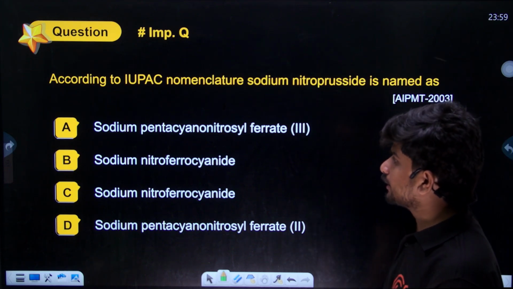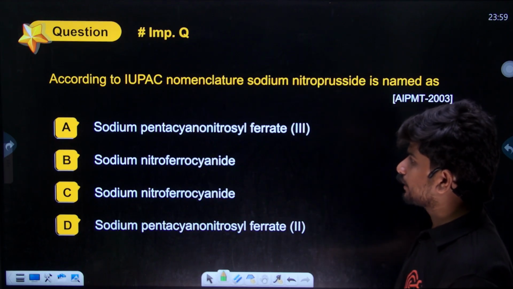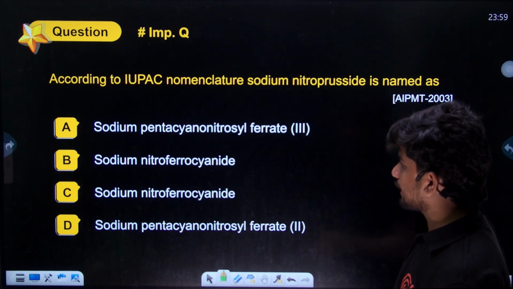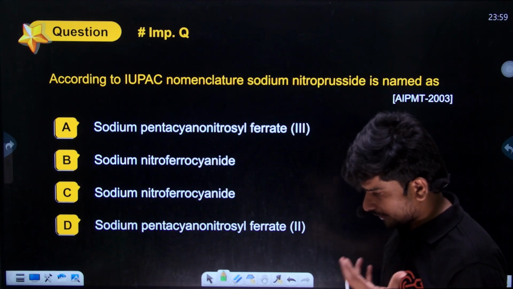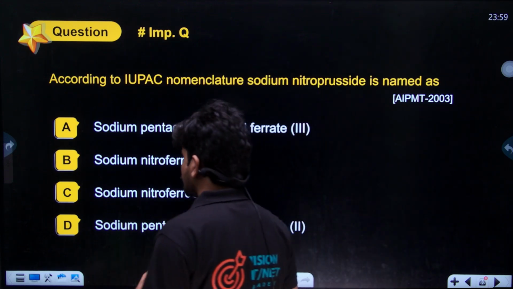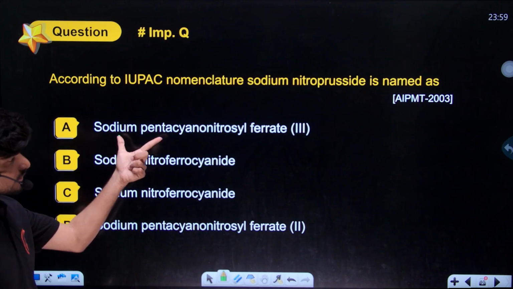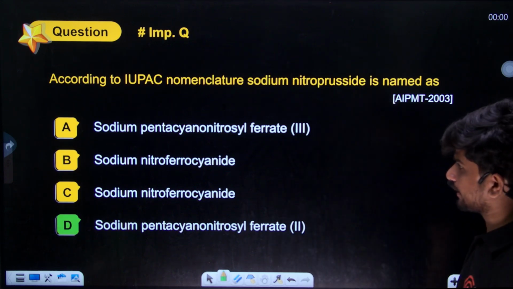So how do you get it? You have 5 cyanide groups in it with nitrosyl. So you have sodium, pentacyano nitrosyl ferrate. You have ferrate which is what? So you have 5 cyanide, overall 6. How many sodium atoms are there? 3. So it is charged with 3. This is your answer. So it is sodium pentacyano nitrosyl ferrate.